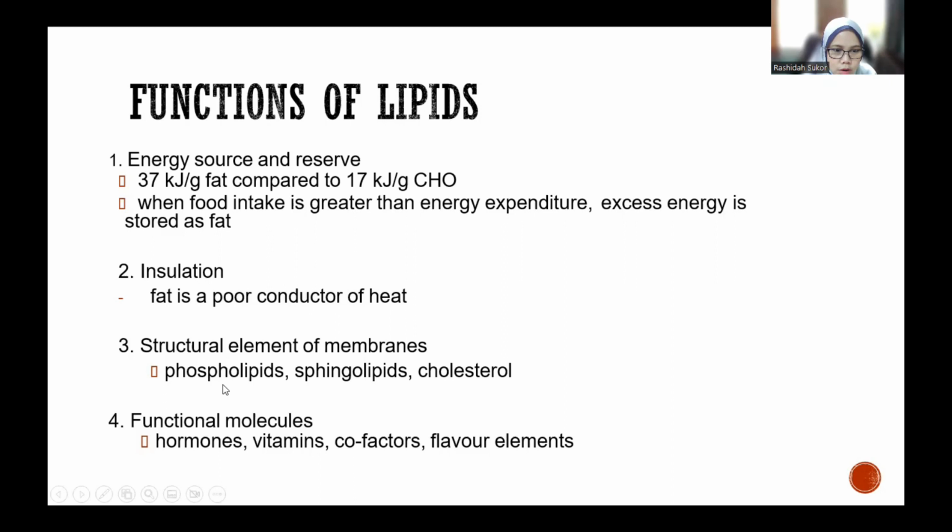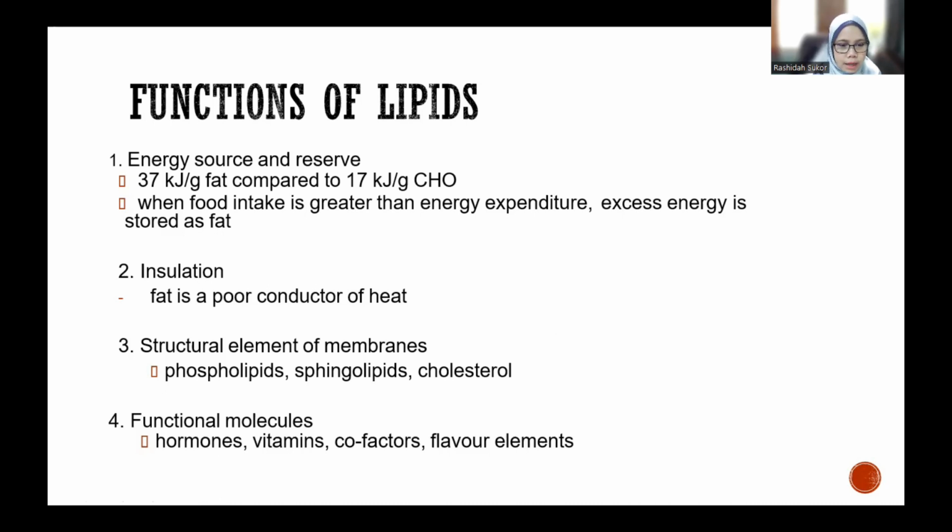So the structural element of the membrane has phospholipid, like I said, you have phospholipid, you have sphingolipid, and you have cholesterol. Okay, so these are the membranes. The structural elements of membranes contain all these types of lipids, which are very important in the structure. If there are not enough lipids to build this phospholipid, sphingolipid, and cholesterol, that means the structural element of the membrane will be weak.